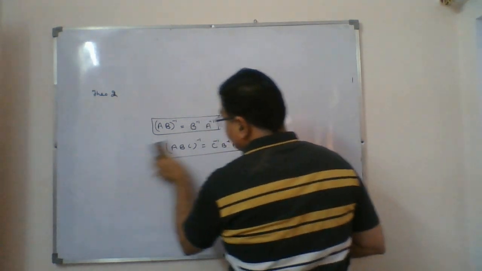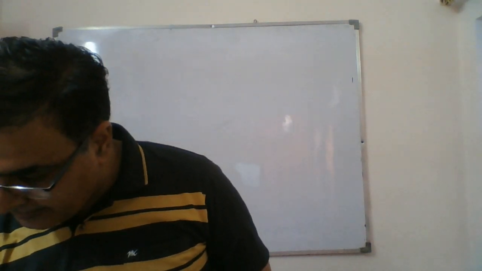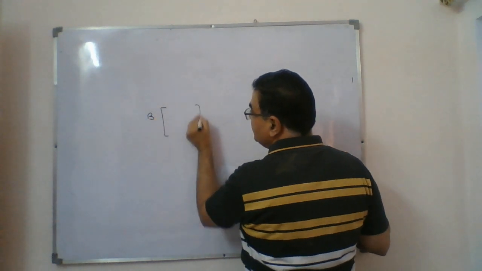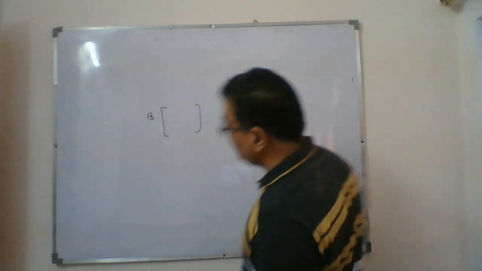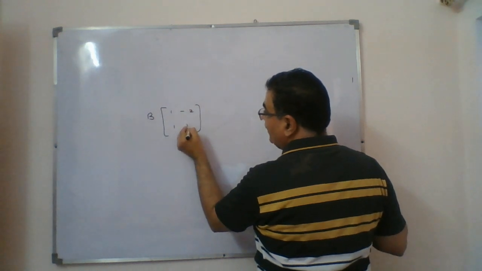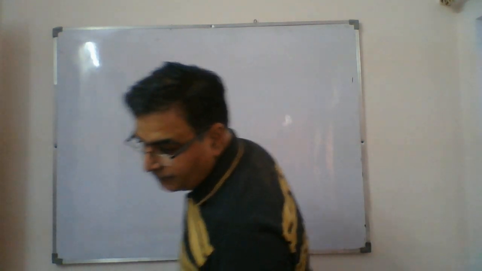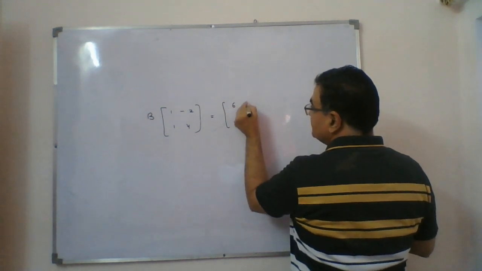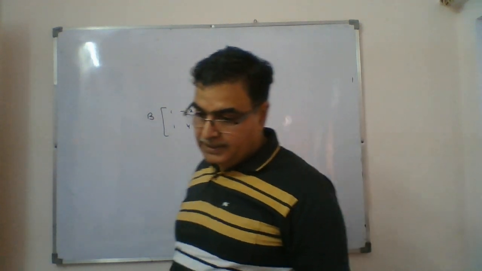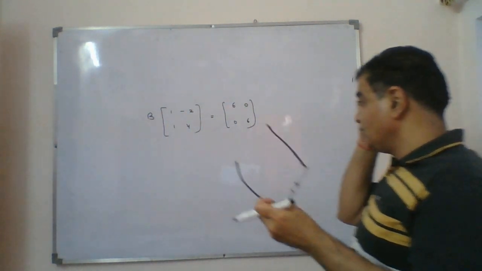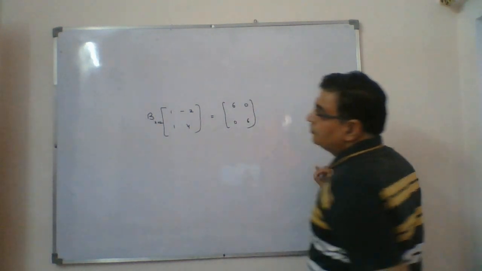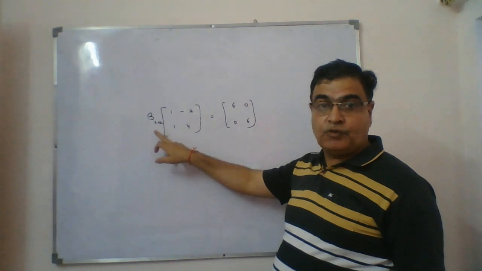Now coming to questions. Next question please. The question says, if B is any matrix, B into the matrix with rows 1, -2 and 1, 4 is equal to the matrix 6, 0, 0, 6. B is any matrix. What order? That you decide. It will be a 2 by 2 matrix. The question is, B is a matrix of order 2 by 2.